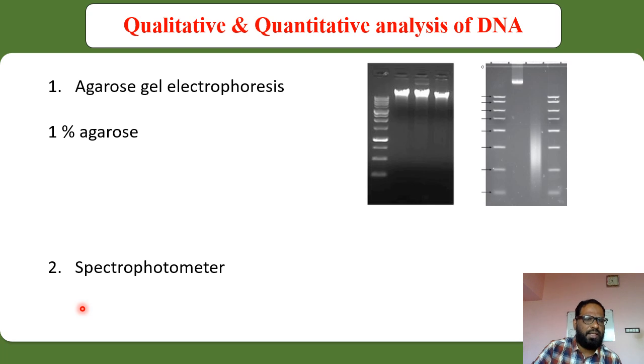Then how do we judge the quality of the DNA molecule? You have to take absorbance at 260 and absorbance at 280, and the ratio should be 1.8. If you get a value of 1.8, it means it is very, very good quality DNA. That's why by using both gel electrophoresis as well as the spectrophotometer, we can analyze the quality as well as the quantity of the DNA molecule.